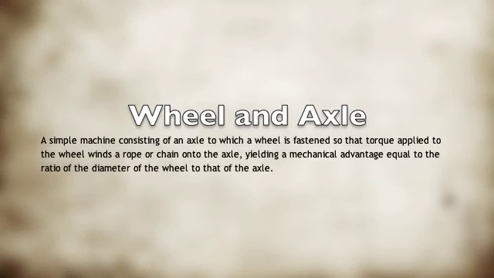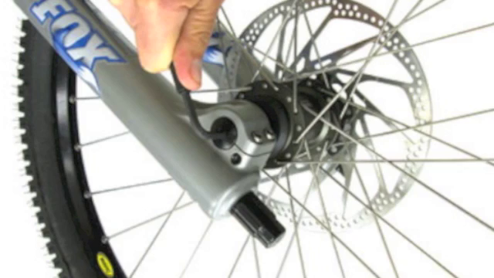Wheel and axle. A simple machine consisting of an axle to which a wheel is fastened so that the torque applied to the wheel winds a rope or chain onto the axle, yielding a mechanical advantage equal to the ratio of the diameter of the wheel to that of the axle.